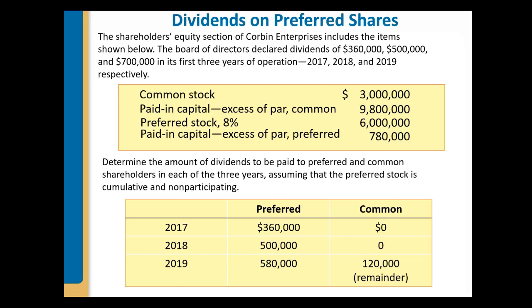So as you see here, the preferred stock at the 6 million times 8% means in year 1 they're getting the entire dividend. In year 2 they're getting the entire dividend, and then in year 3 they are going to be taking the $580,000 with any excess getting paid only then to the common shareholders.